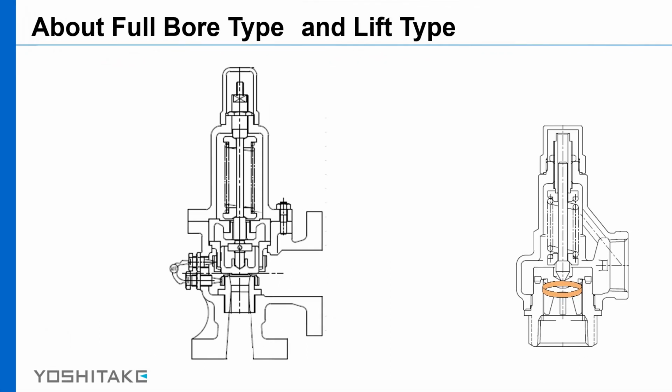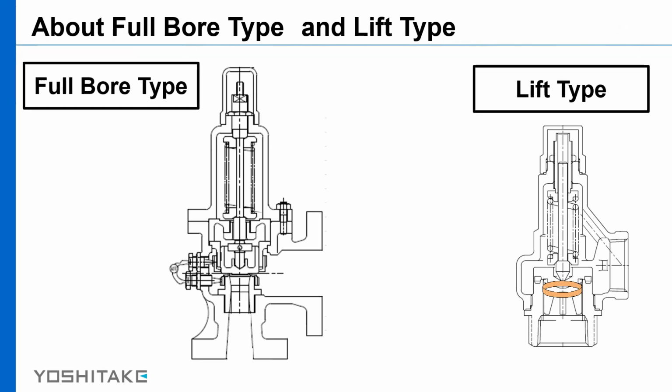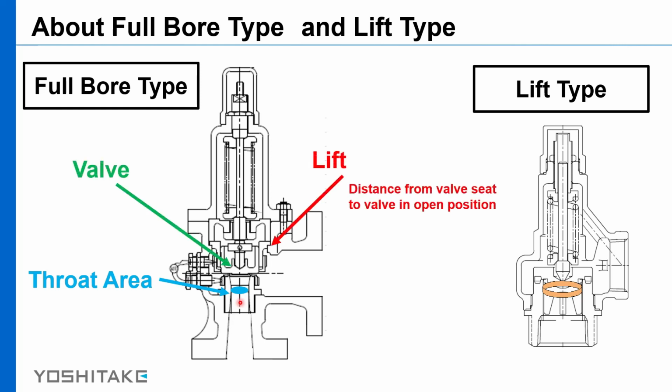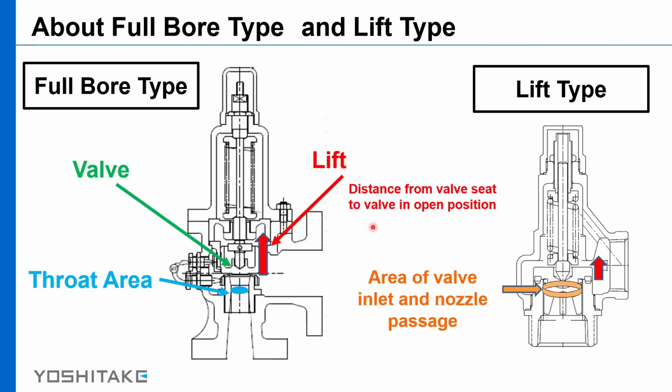This page will explain about full bore type and lift type. This is the throat area. Lift means the distance from the valve seat to the valve in the open position. A full bore safety valve is a valve that the flow passage area of the valve seat and valve is bigger than the throat area at the inlet side. The lift type safety valve is a valve with a small lift amount.